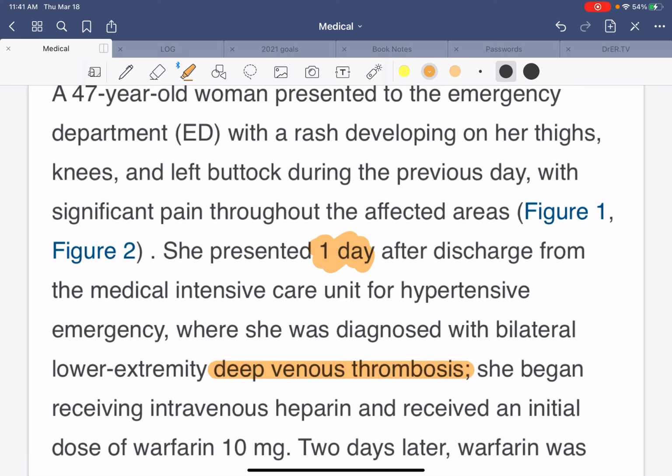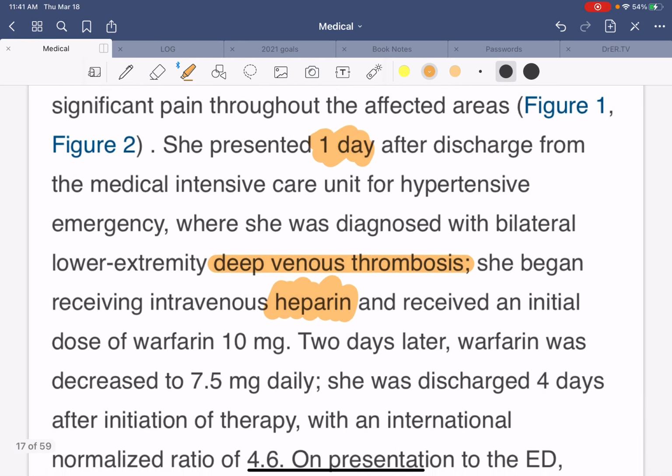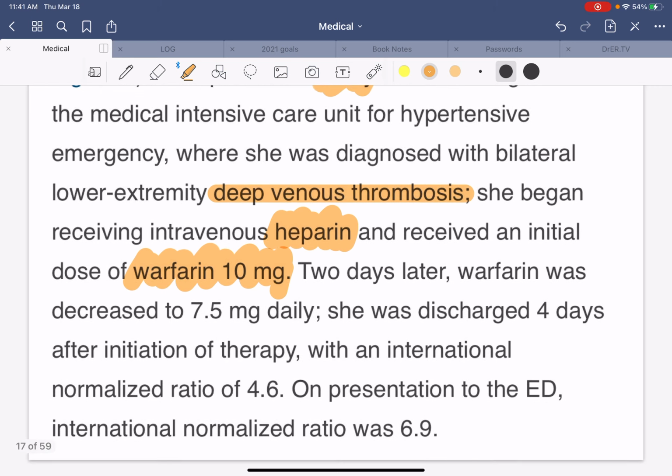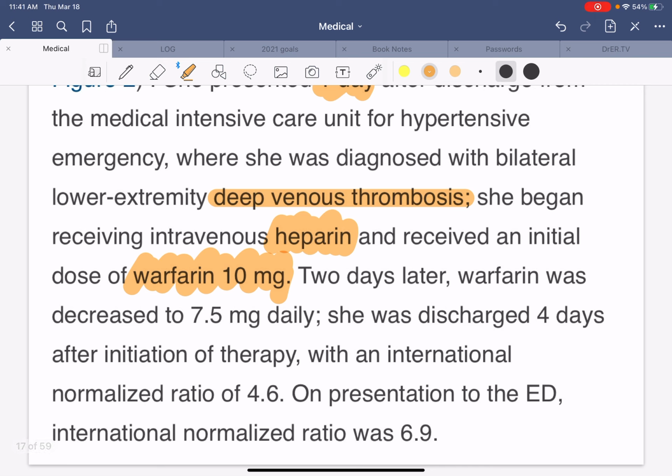She began receiving intravenous heparin, which is a blood thinner, and she received an initial dose of warfarin, Coumadin, at 10 milligrams. 2 days later, warfarin was decreased to 7.5, and she was discharged 4 days after initiation of therapy with an INR, international normalized ratio, of 4.6. Normally, our target is somewhere around 2.5 to 3. So this was a little bit too thin on her blood sample. On presentation to the ED, her international normalized ratio was actually 6.9, which is definitely way above where you want this patient to be.